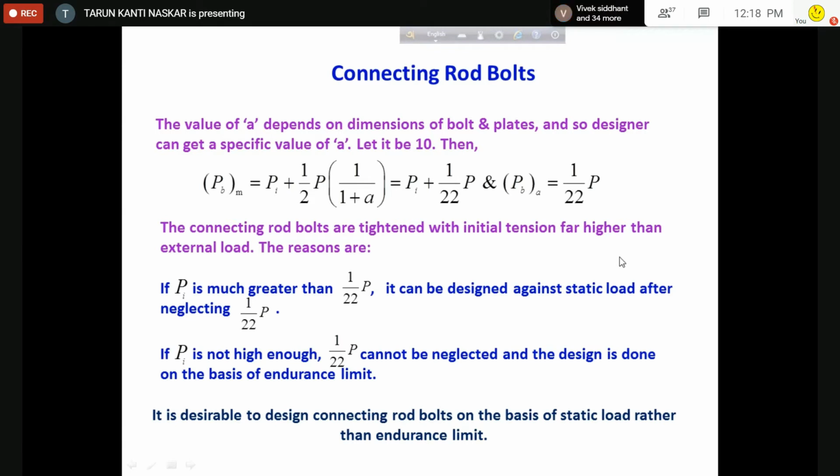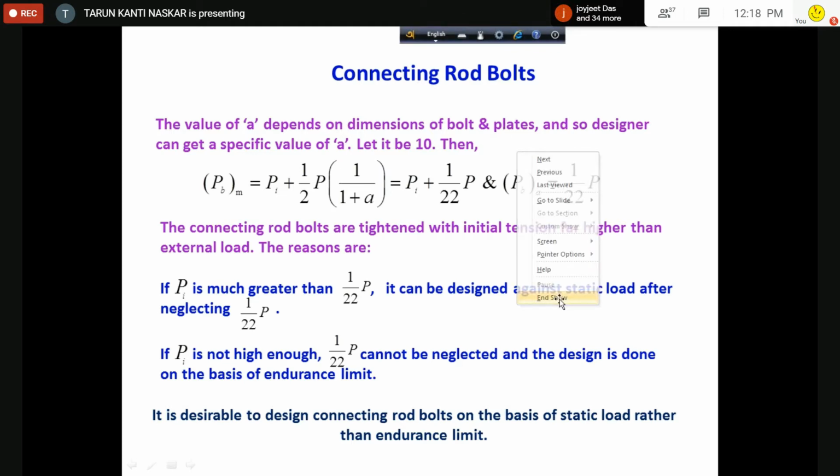That means this case just demonstrates how a design can be done on the basis of static load, in spite of the fact that there is a fluctuating dipole load.